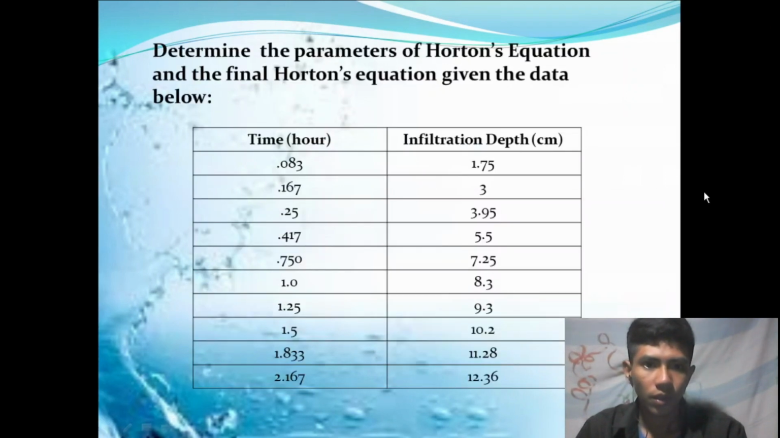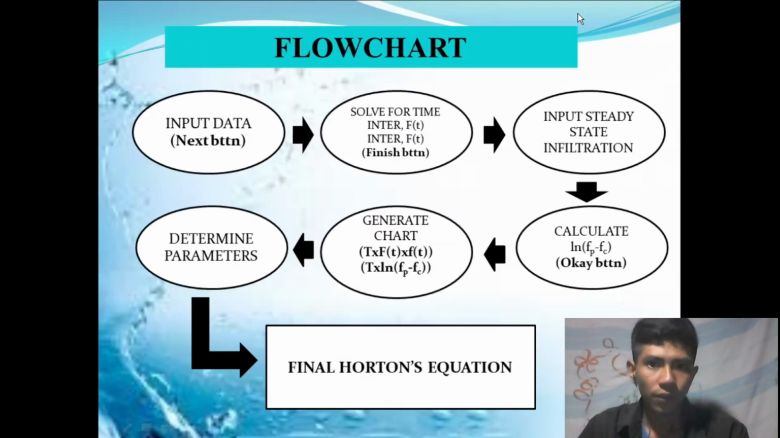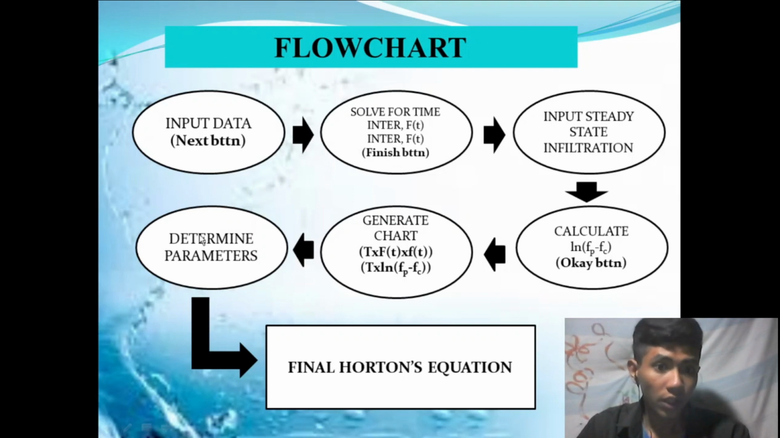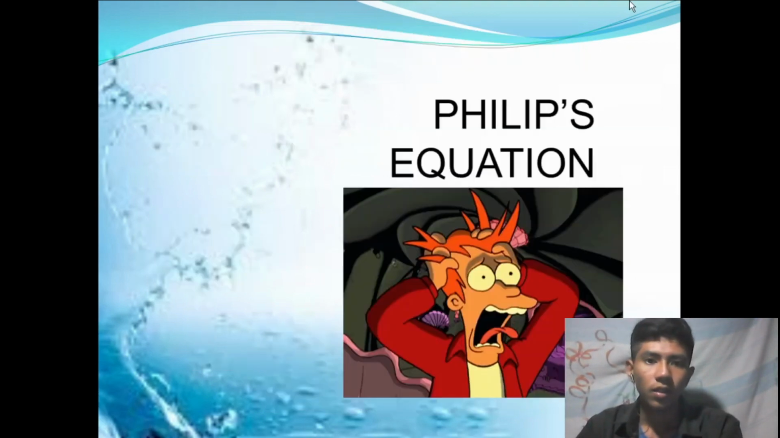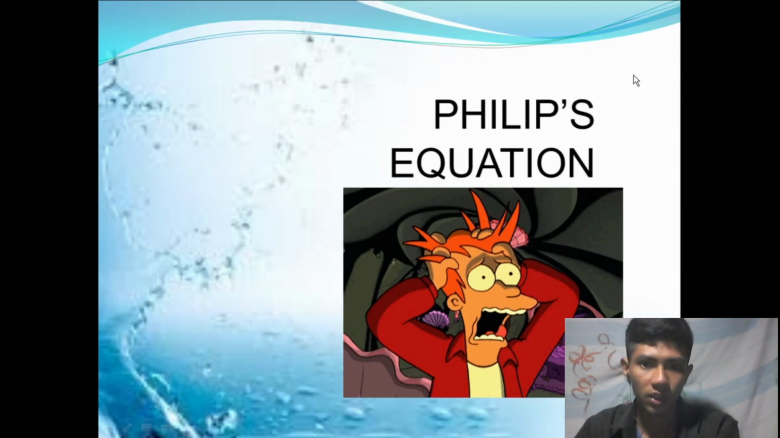By the way, this is the flowchart I made when I created the macro program for the Horton's equation. First, input the data, solve for the time, input steady state infiltration, calculate LNFFC, generate chart, determine parameters, and final Horton equation. Okay, next, Phillips equation. This is probably the easiest.